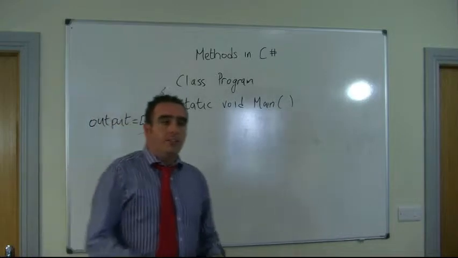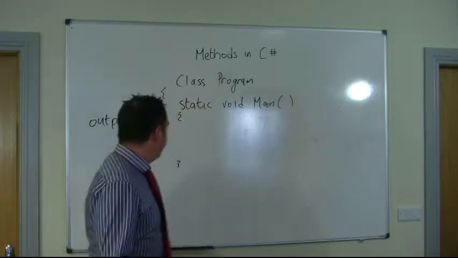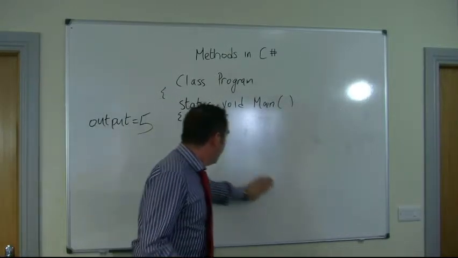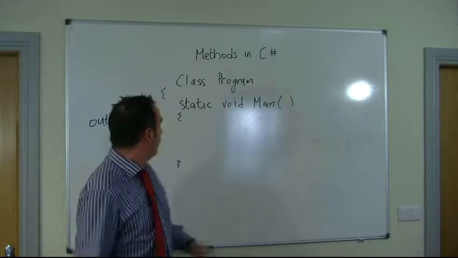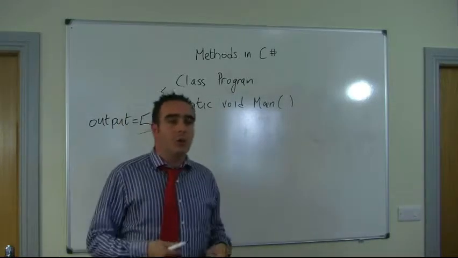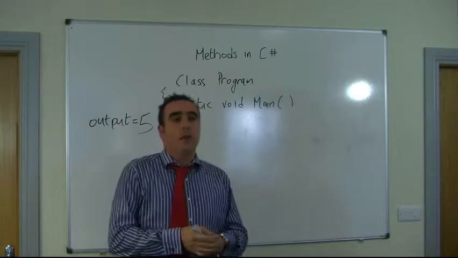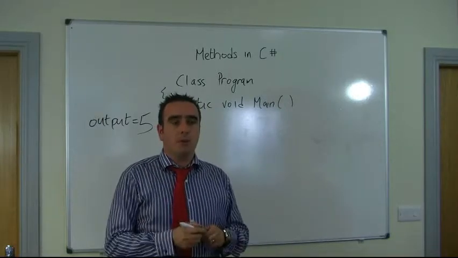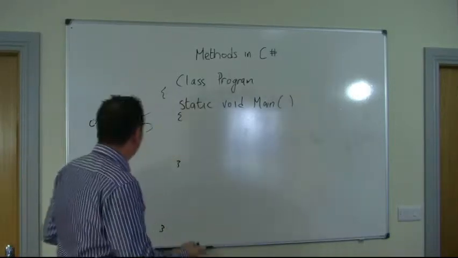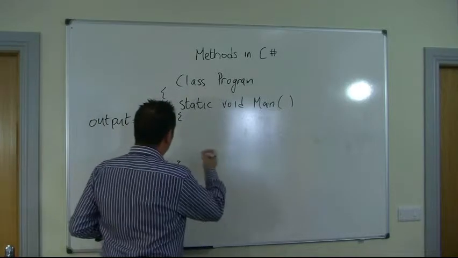But what's the implications of that? Well, once that's done, say if we wanted to do that again further on in our program, then we would have to rewrite the whole code. So it makes sense to create a method, and we can call the method sum. Okay? So let's just do that.